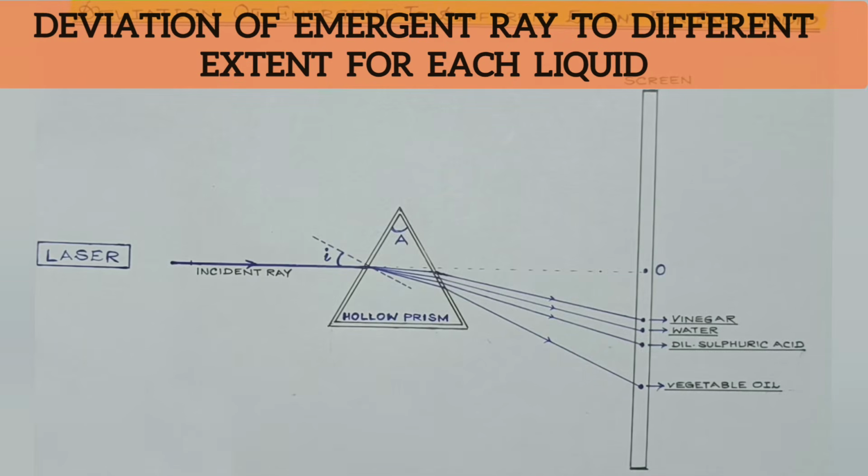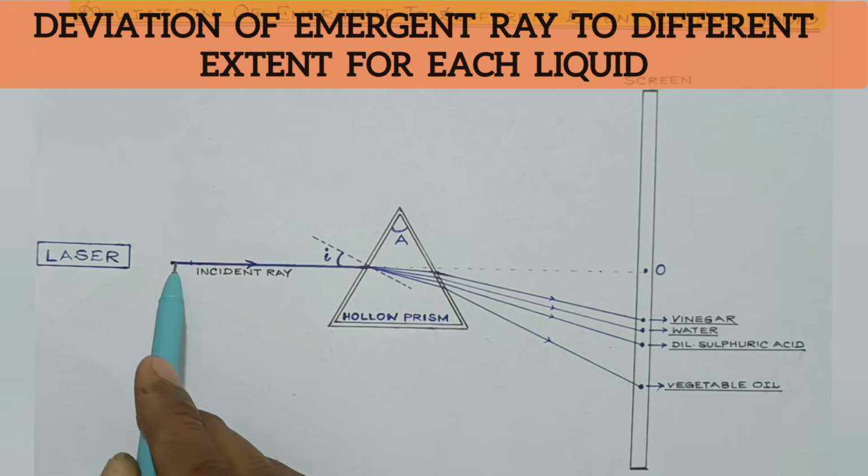So students, this is the setup which I have used so as to study the deviation of the emergent ray when incident rays pass through a hollow prism which is filled with various liquids. This is the source of light. Laser, it stands for light amplification by stimulated emission of radiation. It acts as a source of monochromatic, highly intense, coherent beam of light, right?